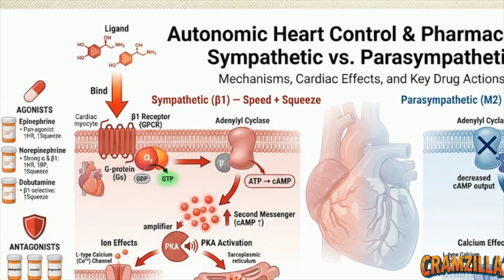The alpha subunit of this G protein activates when it swaps out a molecule of GDP for a higher energy molecule of GTP. The newly activated GS alpha subunit detaches and slides along the inside of the cell membrane until it reaches and stimulates adenylyl cyclase. Adenylyl cyclase is an enzyme that acts as a manufacturing plant, and once turned on, it rapidly converts ATP into a second messenger called cyclic AMP, or cAMP.